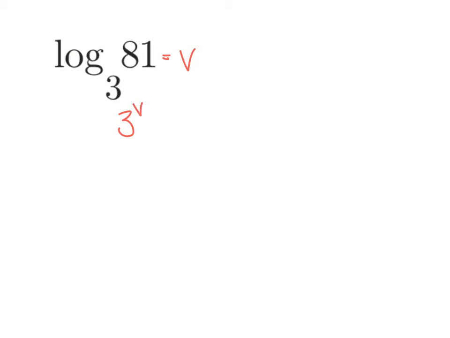Rewriting as an exponential, 3 to that value should equal 81. So what power would I need to get to 81? I know 3 to the first is 3, 3 squared is 9, 3 to the third is 27, and when I get to 3 to the fourth, that's 81. So we can go back to the beginning and say the log base 3 of 81 is what v was, the power, 4.